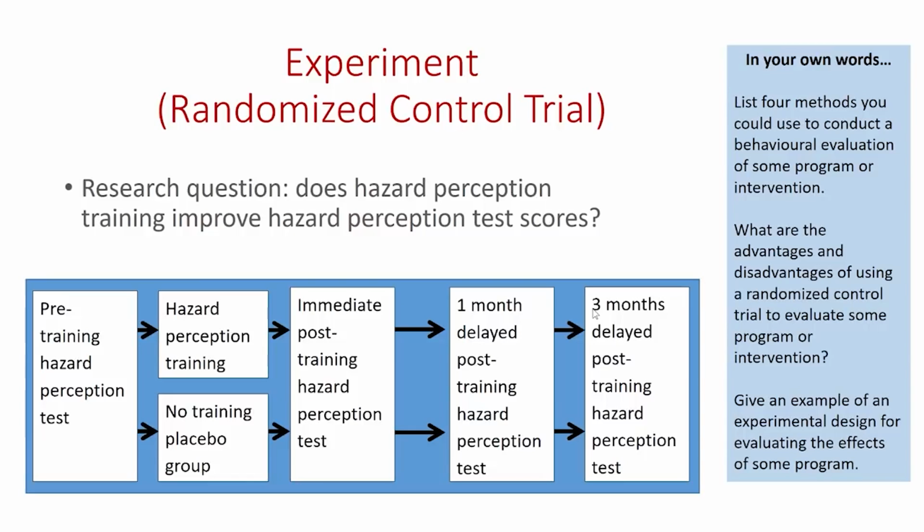So an experiment, a quasi-experiment, a quantitative survey, or qualitative survey. What are the advantages and disadvantages of using a randomised control trial to evaluate some program or intervention? So advantages is that we can establish causality. That is, we can be sure that if there's any benefit shown in the data, then that benefit is due to the program or intervention.